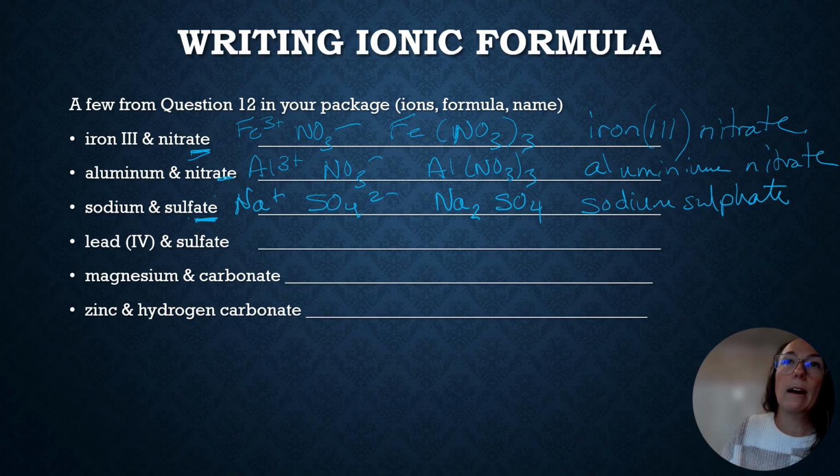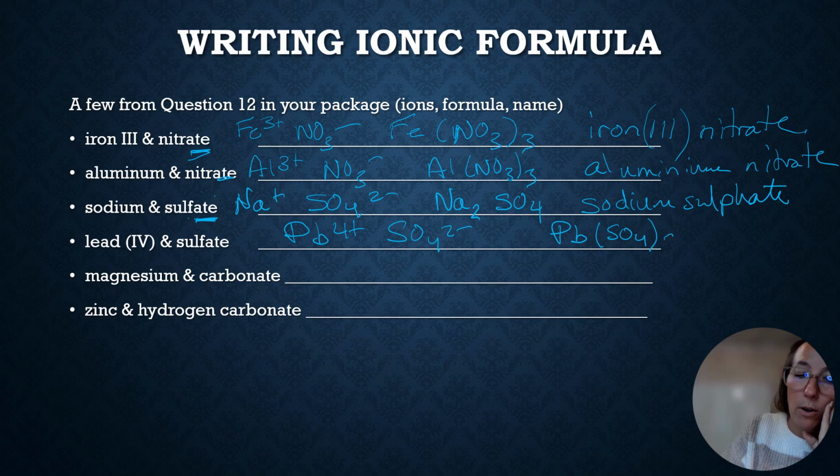Sulfate is spelled with a ph or an f, depending on whether you're talking about imperial names or US naming. Lead 4, so I swap because I used to live in England, so I do both. Lead 4 and sulfate. So lead 4 is a Pb4+, and a sulfate is an SO4 2-. I need 2 sulfates for every 1 lead 4+. So Pb, and then in brackets SO4 2, because I need 2 of those packages in order to balance out the lead 4. And then the name would be lead 4 sulfate.